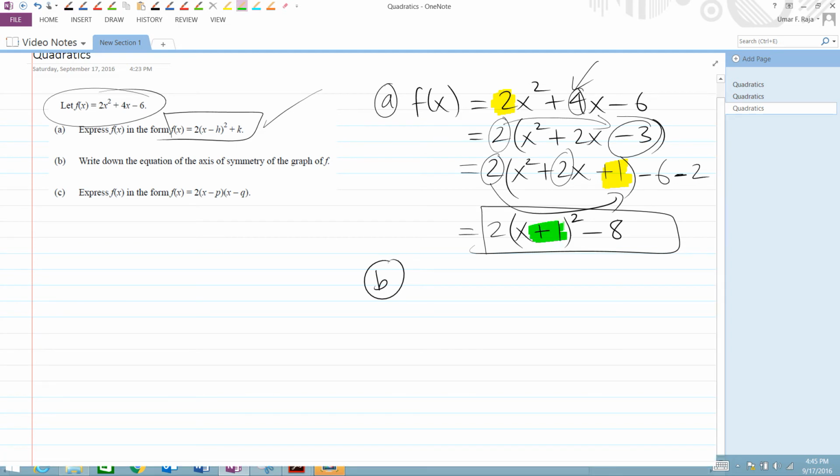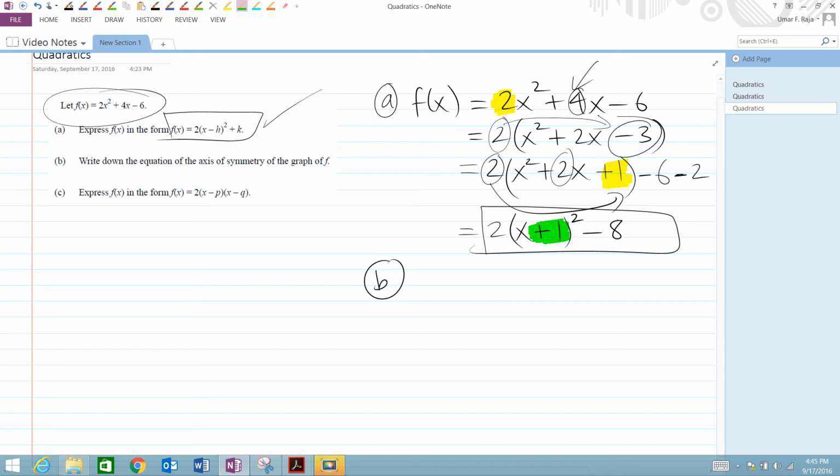The only trick to this is that that's written as a positive 1, and you know that whenever you write the equation of the axis of symmetry or the vertex, it's always going to be the opposite. The first coordinate is always going to be the opposite of what you have there. So the equation of the axis of symmetry is going to be a negative 1 and not a positive 1. There you go. That answers the second part of the question.